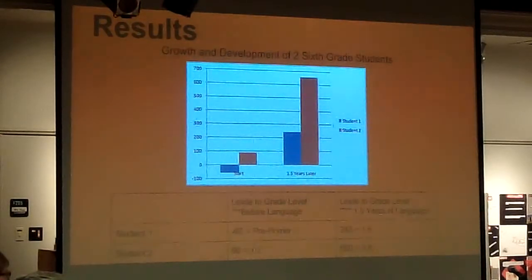And the second student came in with a Lexile of 90, which is about 1.2, about first grade level. And after a year and a half, he's quickly approaching a fourth grade reading level. This program is very research-based, and we've seen a lot of positive results from it. So that would be my big takeaway.